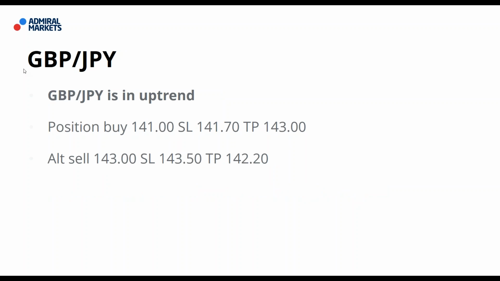So 141.00 is a buy trade. Stop loss is 141.70, TP 143.00. Sell trade is 143.00. Stop loss 143.50, TP 142.20. So this is pound yen, and this is how it looks.